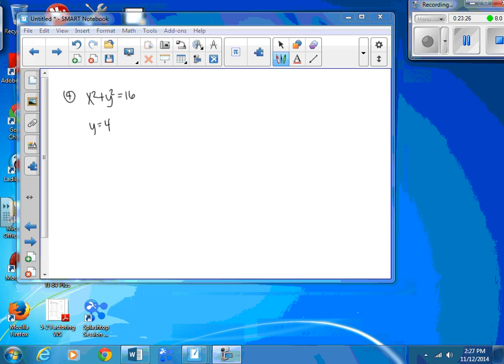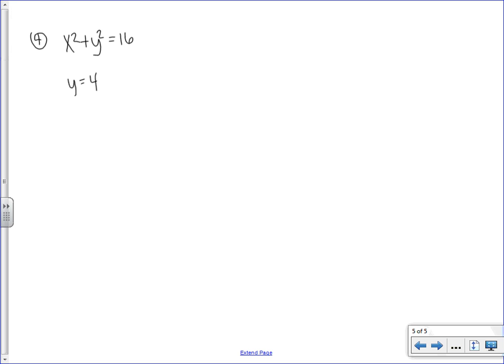All right, and I'm back. So it would be really messy to solve that top one for y, but the bottom one already is, so we can use some substitution. Take this 4, plug it in. So you get x squared plus 4 squared is equal to 16. So I get x squared is equal to 0, and that's just 0. So I've got one x value, so 1 point that's going to hit.